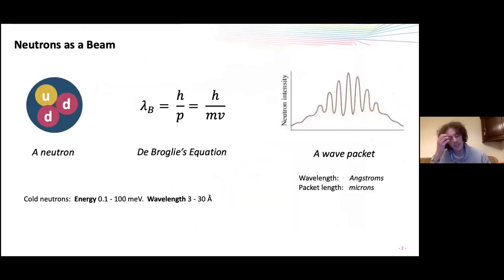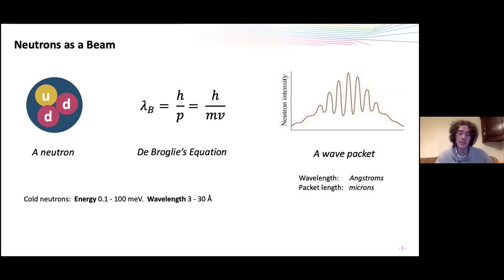So I firstly wanted to recap a couple of things based on the first talk that we had. We all know what a neutron is. It's a subatomic particle. It has an up quark, two down quarks. And I think it was in 1924 that de Broglie hypothesized that it could also be treated as a wave. And he did this by the equation in the center of the screen there. He related the wavelength to Planck's constant and the momentum, the mass times the velocity of the particle.